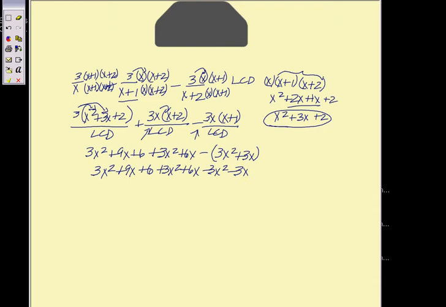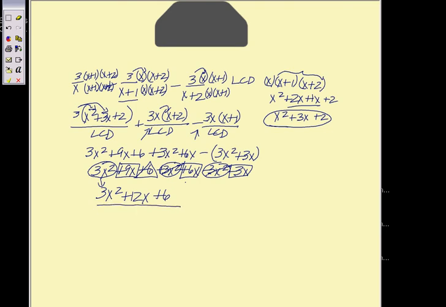Now let's take a look at our like terms. We've got 3x squared terms. You can notice I have a minus and a plus here, so those are going to cancel. I've also got a 9x, a 6x, and a minus 3x. So combining those, 9x plus 6x is 15x minus 3x is 12x. So bring this 3x squared down plus 12x, and then our constant is right here, just plus 6.